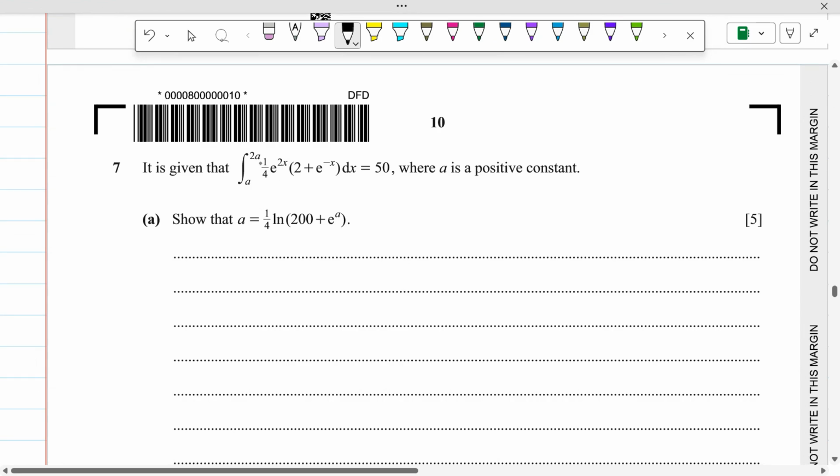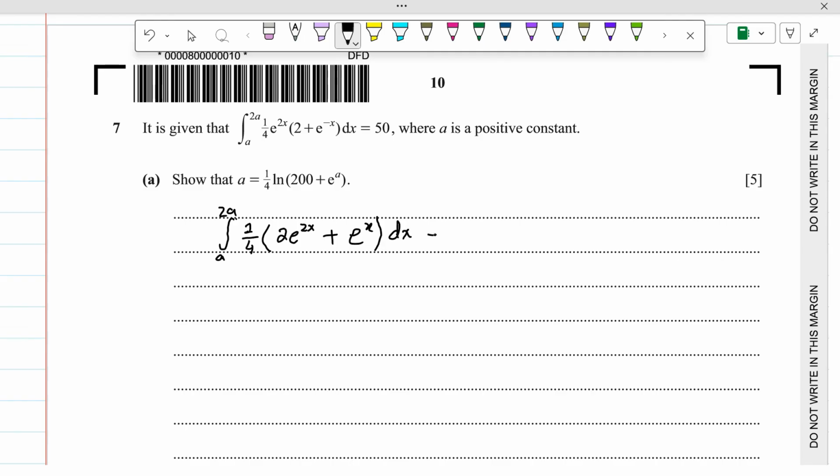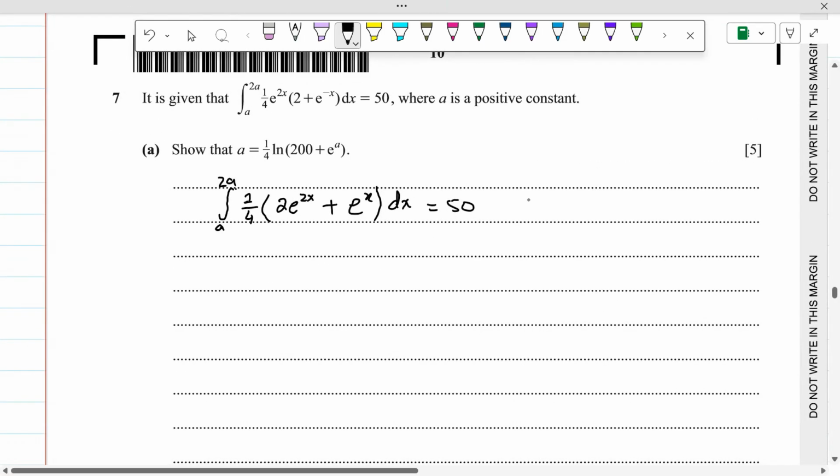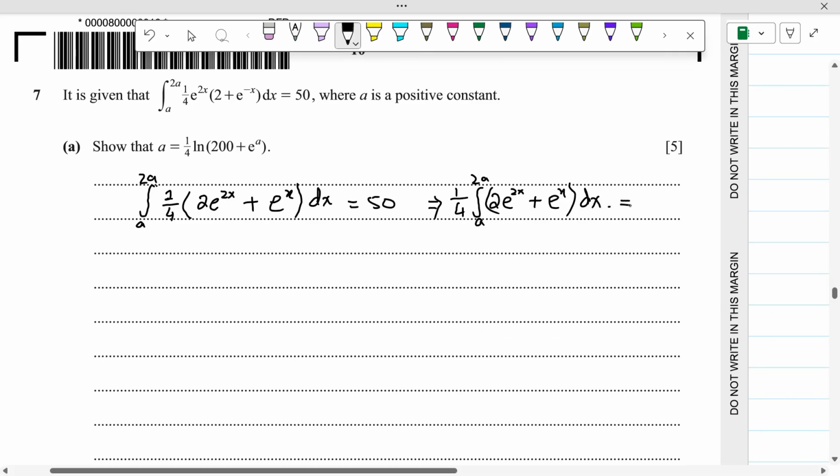So first we apply the integration. We have the integration from a to 2a of 1 over 4 times (e^(2x) times 2 is 2e^(2x), and e^(2x) times e^(-x) is e^x) with respect to dx, and this is equal to 50. Further solving, we will have the limit from a to 2a of 1 over 4 times (2e^(2x) plus e^x) dx, which is equal to 50.